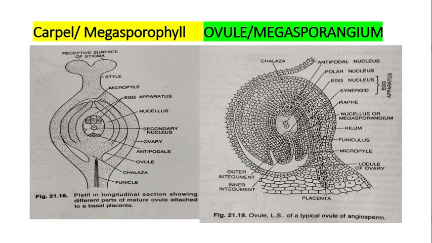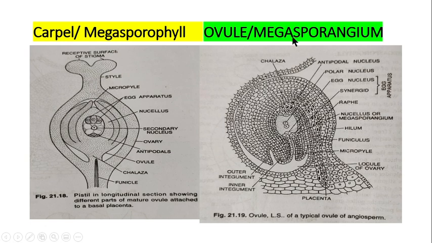Although in the previous lecture we have discussed the structure of the ovule and types of ovule, I will just give you a glimpse of the previous lecture in this photograph. This is the megasporophyll, you can say the carpel. This is the style, this is the stigma portion, and this portion is ovary. And inside the ovary, the ovules are present, which are covered by the two integuments. So, ovule is nothing but it is integumented megasporangium.